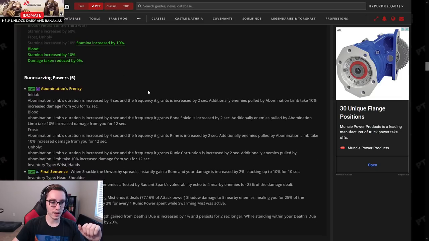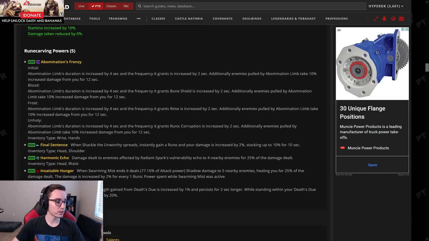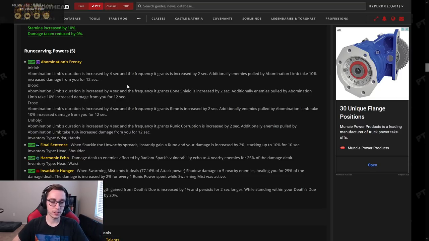Then moving down to the new legendary powers. There's a new covenant specific one for each of the covenants. For Necrolord, we get Abomination's Frenzy. The duration of your Abomination Limb is increased by 4 seconds, and the frequency grants its increased effect. So this is different for all three specs. It's like Bone Shield, the Runic Corruption, and the Rime procs by 2 seconds. Additionally, enemies pulled by Abomination Limb take 10% increased damage from you for 12 seconds.